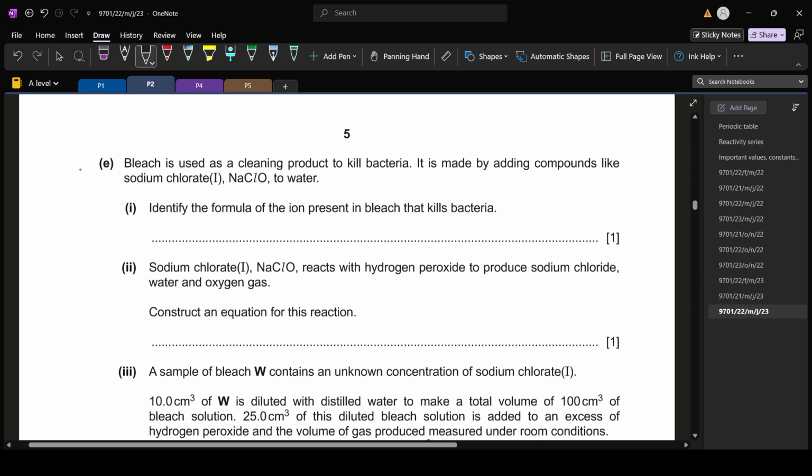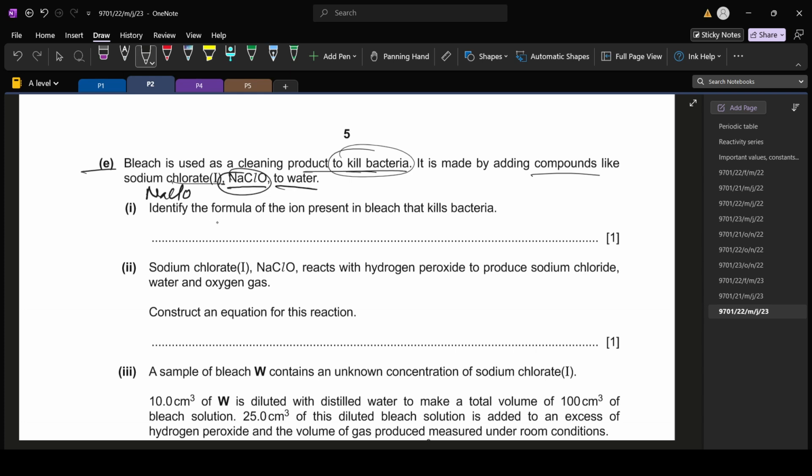Now part E. Bleach is used as a cleaning product to kill bacteria. It is made by adding compounds like sodium chlorate(I), this is NaClO, to water. Identify the formula of the ion present in bleach that kills these bacteria. So it's actually the ClO- only, the formula of this ion. This ion actually kills the bacteria in the bleach. You have to remember this.